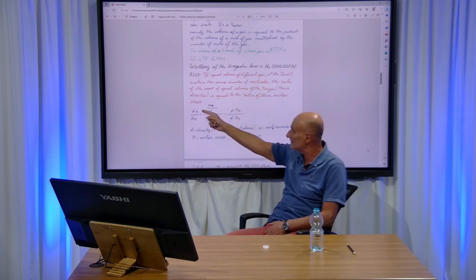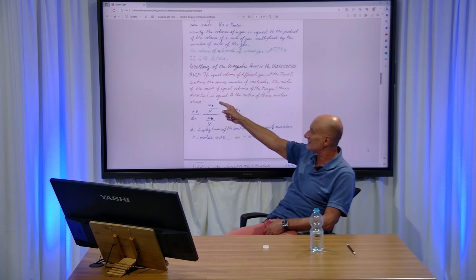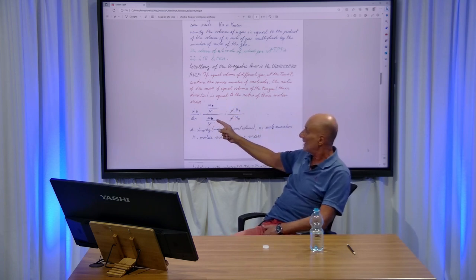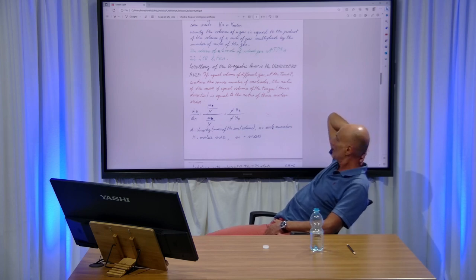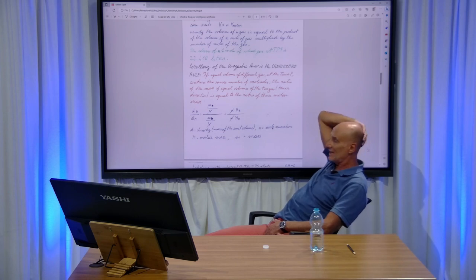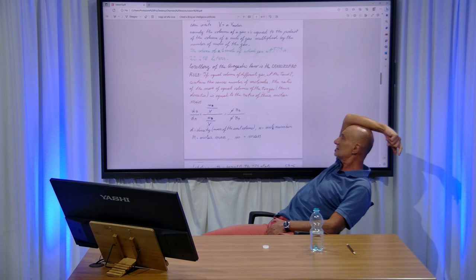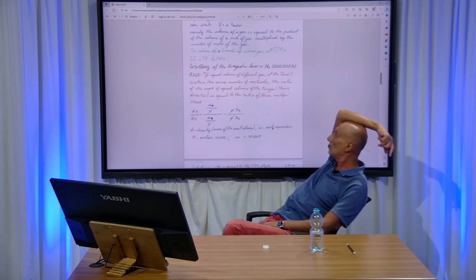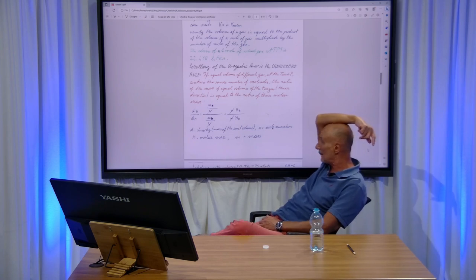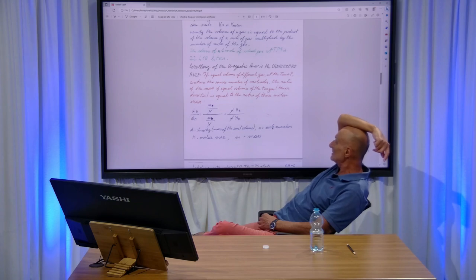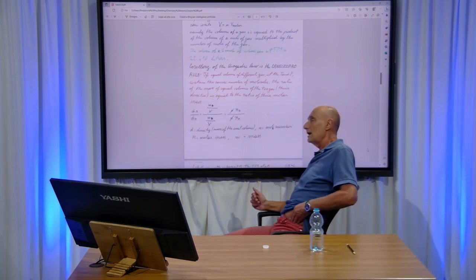The ratio between their densities is dB divided by dA. But dB is the mass of B divided by the volume of the gas. dA is the ratio between mA, the mass of the gas A, divided by the volume of the gas. But we say that the volume of the gas is the same, so the volumes are simplified. The mass of gas B is equal to the product of the number of moles times the molecular weight of gas B, whereas the mass of gas A is equal to the product of the number of moles of gas A times the molecular weight of gas A.